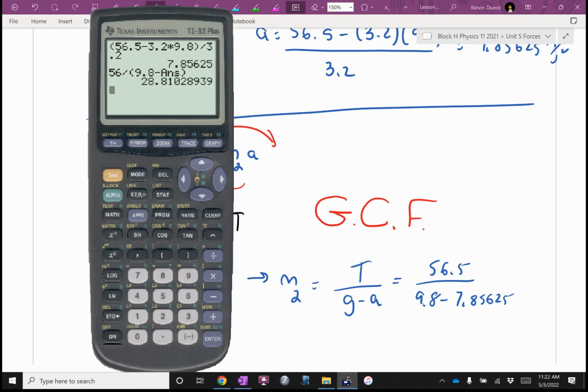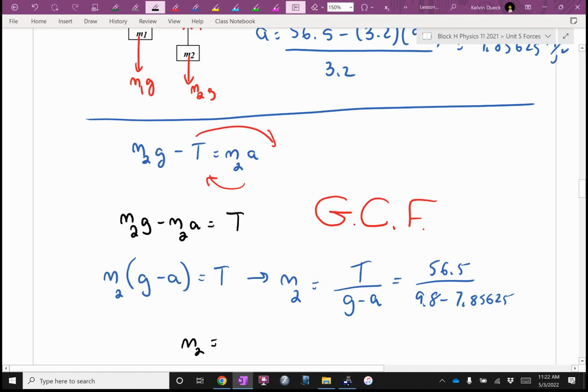No. Oh, I made a typo. That's what you're saying. Rats. Now I've got to type out this whole thing. 7.85625. Close off the bottom. You get that 29.1? Units. It's a mass.